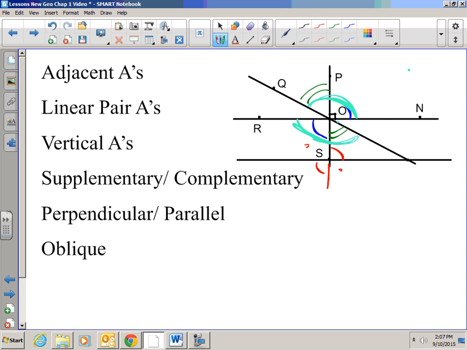Okay. Again, supplementary means adds up to 180. Complementary means adds up to 90. There are some examples there. Perpendicular, the symbol is an upside down T. Parallels like that. Oblique means crossing not at right angles. So most lines are going to cross obliquely.